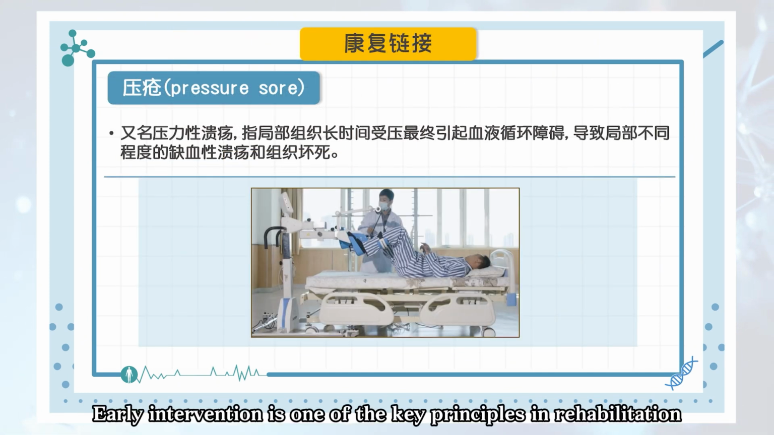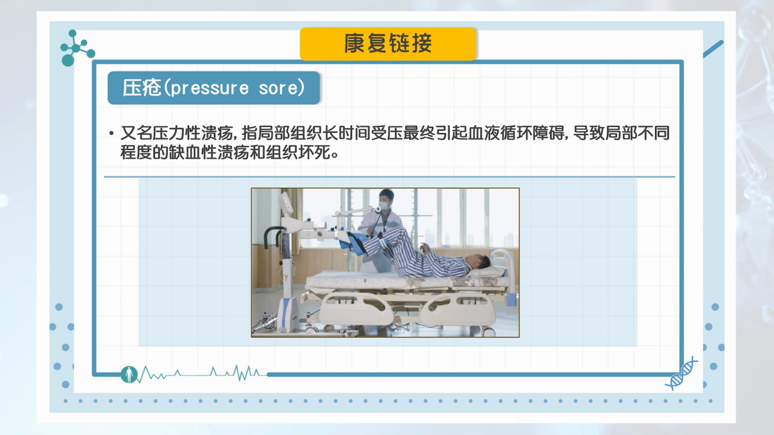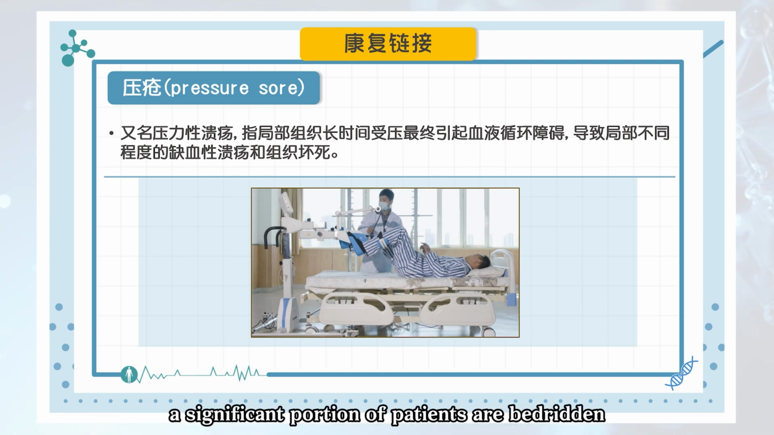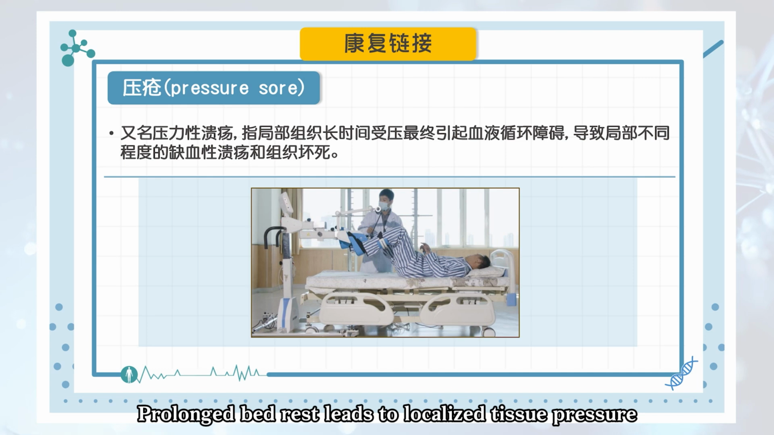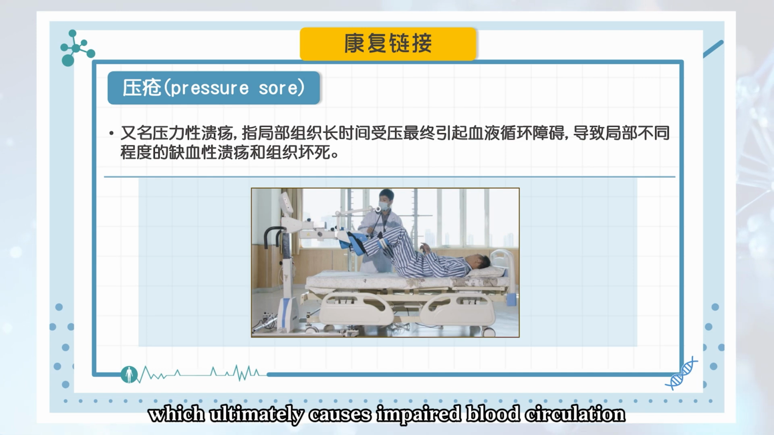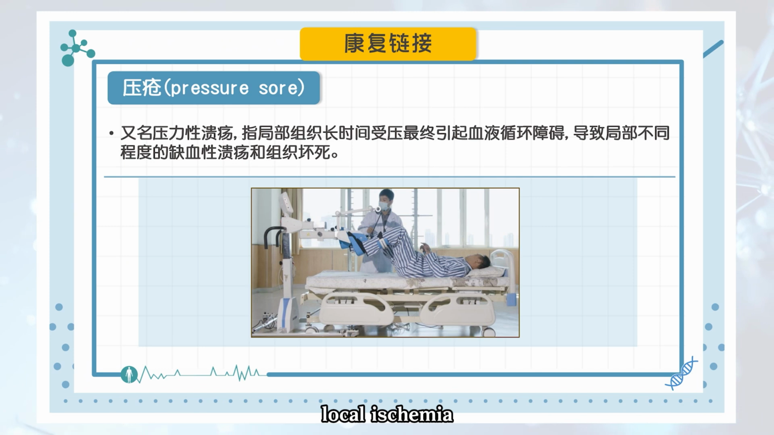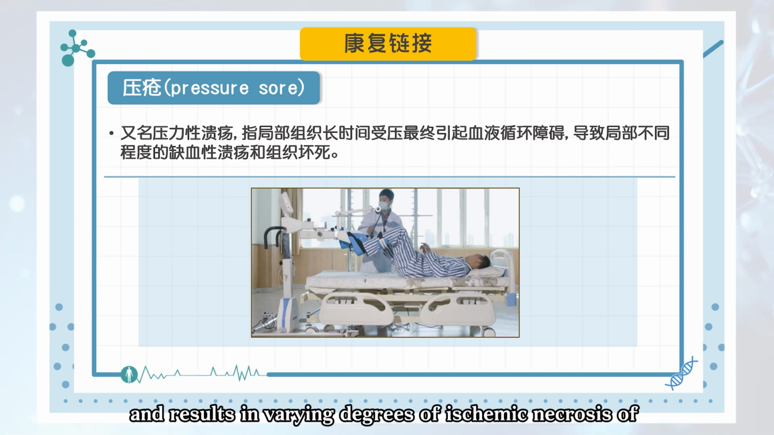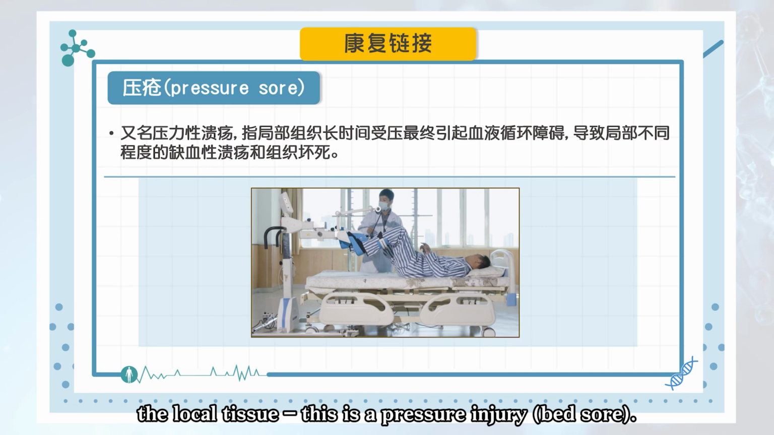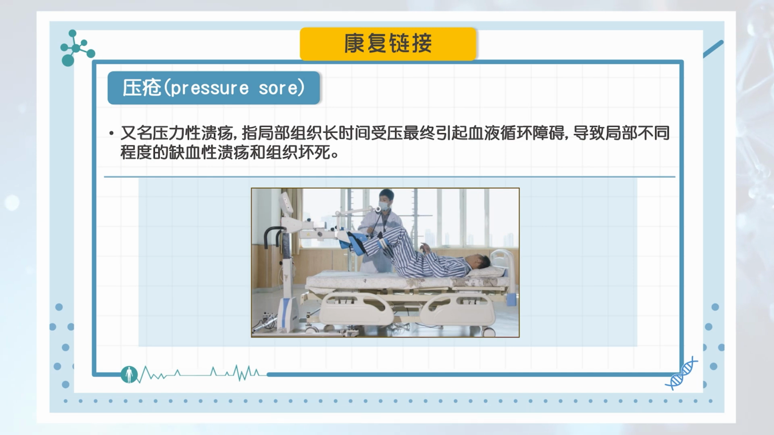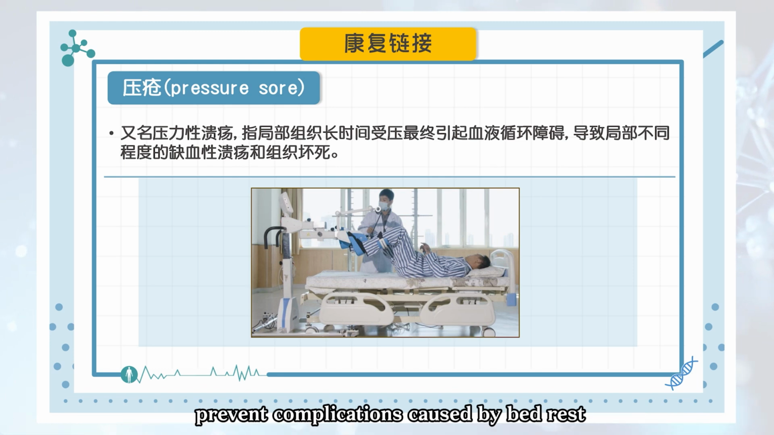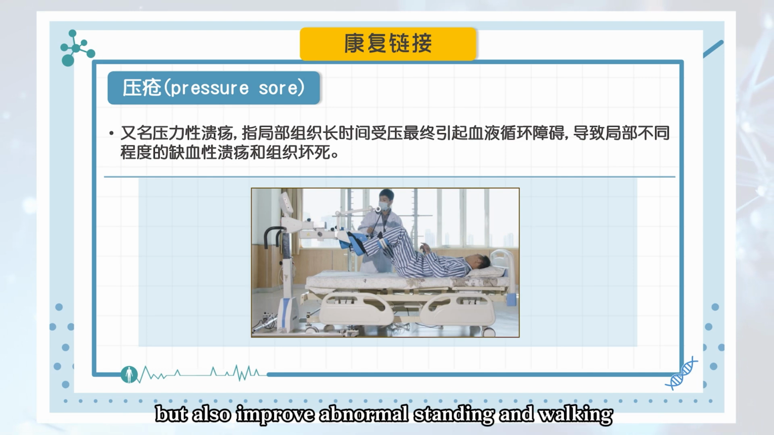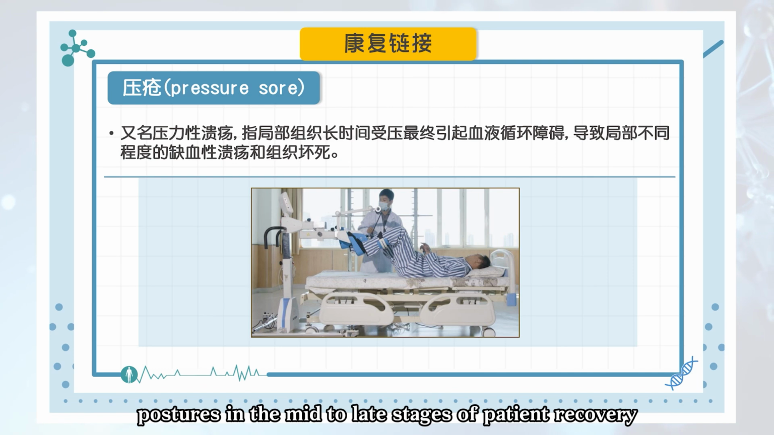Early intervention is one of the key principles in rehabilitation. In rehabilitation therapy, a significant portion of patients are bedridden. Prolonged bed rest leads to localized tissue pressure, which ultimately causes impaired blood circulation, local ischemia, and results in varying degrees of ischemic necrosis of the local tissue. This is a pressure injury, bed sore. Early rehabilitation intervention can not only effectively prevent complications caused by bed rest, such as pressure injuries and muscle atrophy, but also improve abnormal standing and walking postures in the mid to late stages of patient recovery.